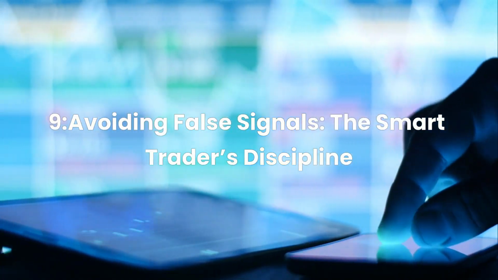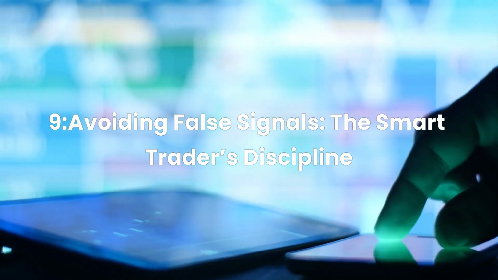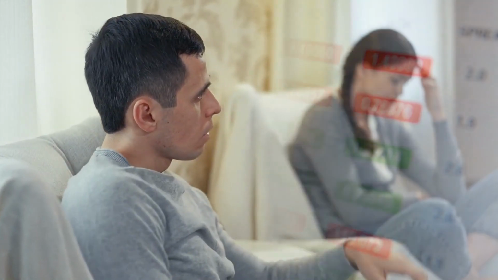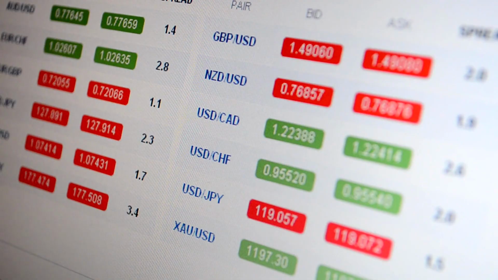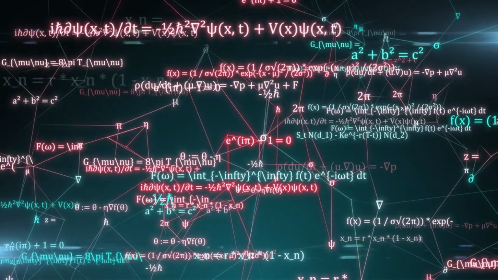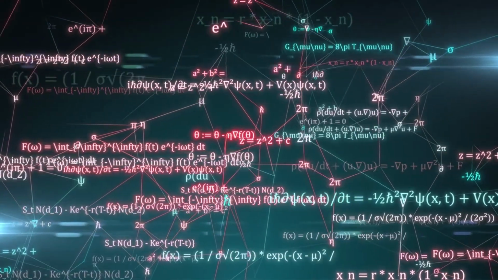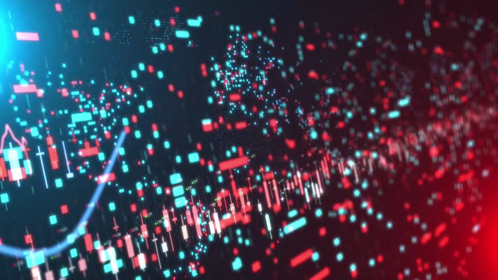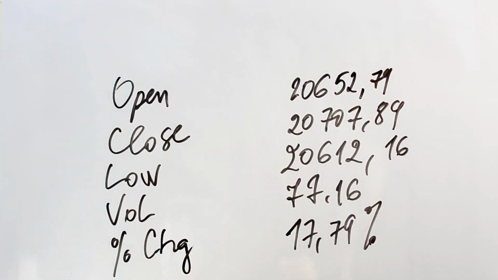9. Avoiding false signals, the smart trader's discipline. No indicator is perfect. False signals are part of the game. Learn to wait for confirmation instead of guessing. RSI might hit 80, but if volume's low, it might be a trap. Moving average convergence divergence might cross, but without price follow-through, it's just noise. Use relative strength index and moving average convergence divergence together to verify a real opportunity.